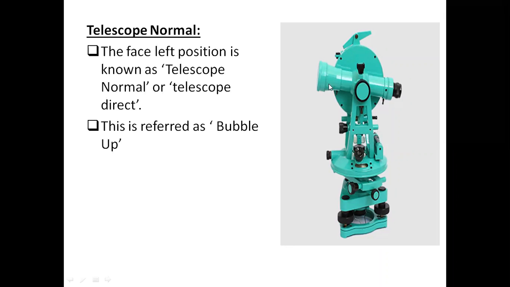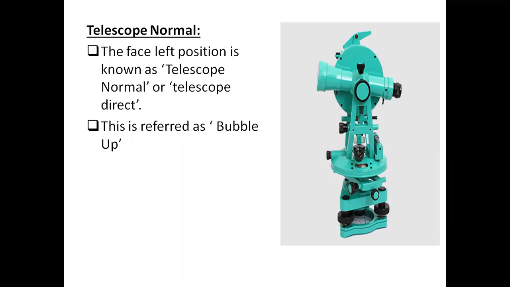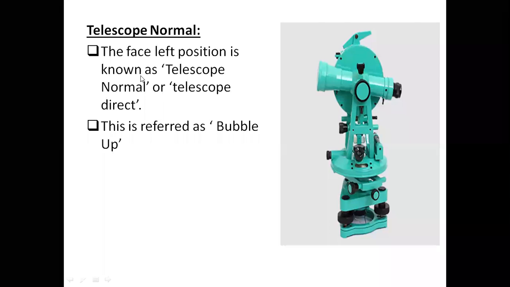In this picture, the position is face right. If this were a face left position, then you would get the bubble tube over here, but unfortunately in this image, this is the face right position. So what is meant by telescope normal? The face left position is known as telescope normal because the tube is on the upper side. In this one, the bubble tube is on the bottom side.